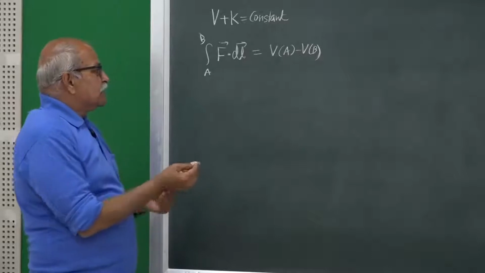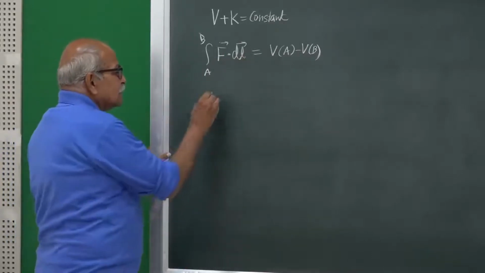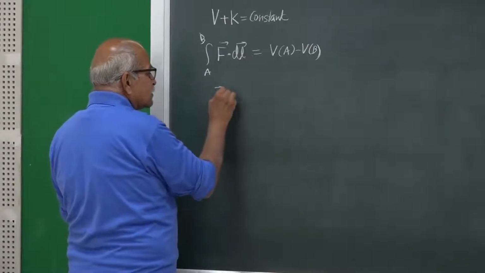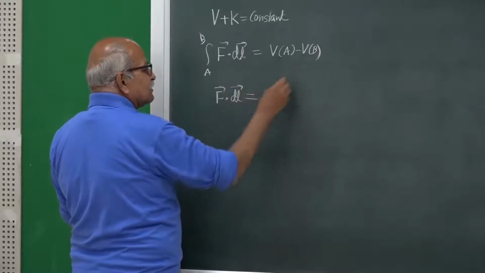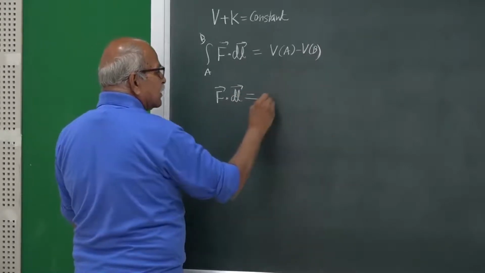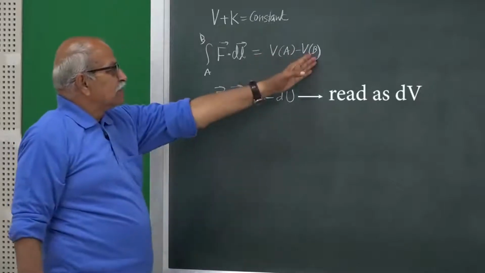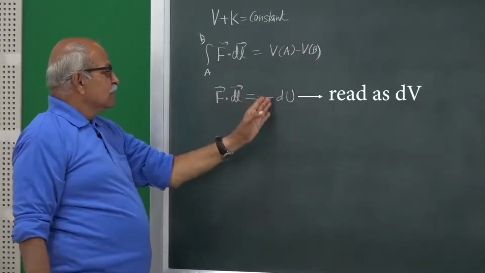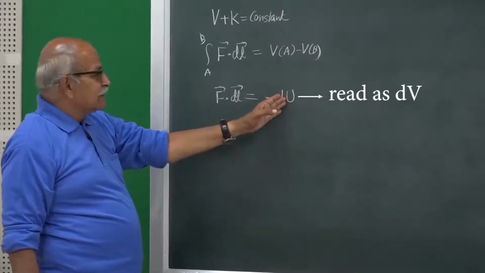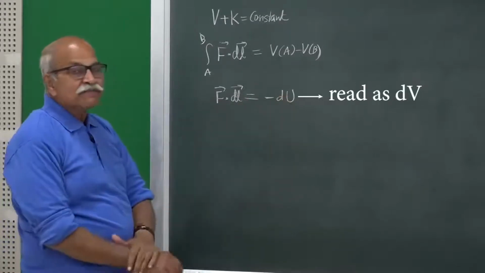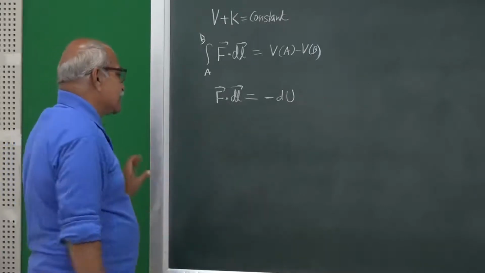So, if you have just a small displacement dl, you can say this F dot dl is a small change in the potential energy, and that is here minus dV, because it is initial minus final, not final minus initial. So, it is minus of a small change in potential energy, and this is it. Now, this gives me another beautiful equation.